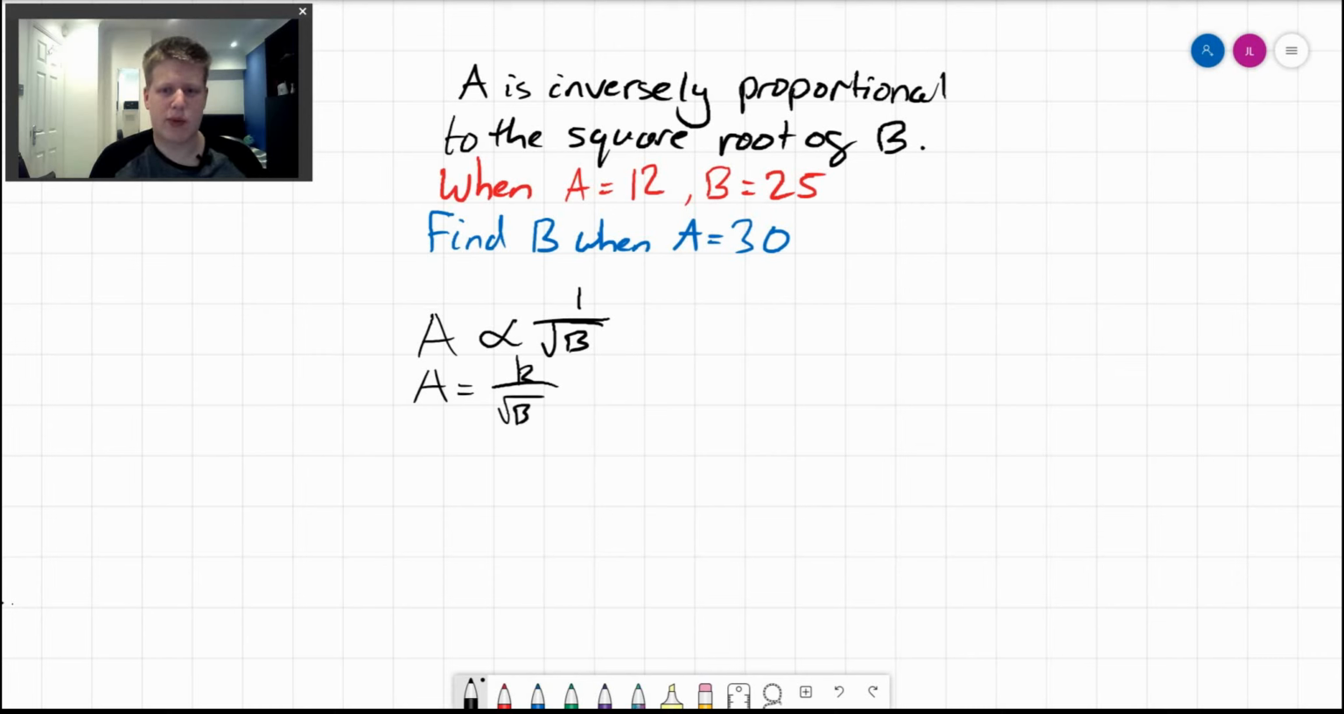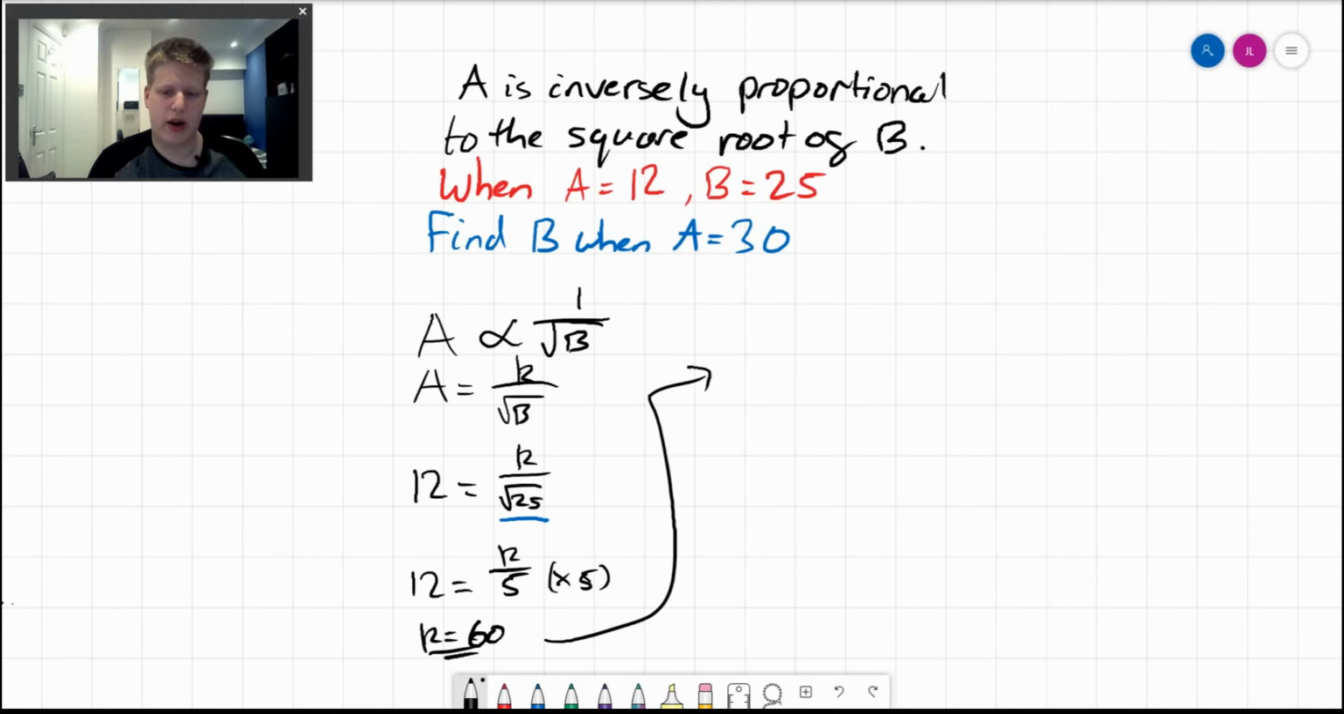Now let's find out what k is. So let's sub in the numbers. When a is 12, b is 25. So 12 will be equal to k divided by the square root of 25. Now when we talk about the square root here, we talk about the positive square root, not the negative square root, because you can have either. So 12 will be equal to k divided by the positive root of 25, which is 5. Now let's solve the equation. Multiply both sides by 5, and we'll get that k is equal to 60. And we're done with k.